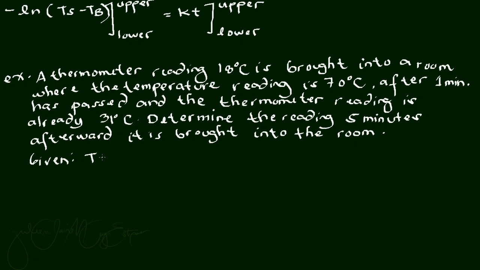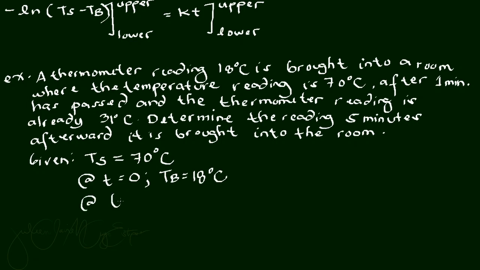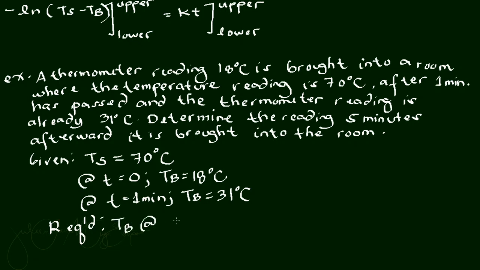Our TS, the temperature of the surrounding, is 70 degrees Celsius. At time equal to 0, the temperature of the body is equal to 18 degrees Celsius. And at time equal to 1 minute, the temperature of the body is already 31 degrees Celsius. We are asked to get the temperature of the body at time equal to 5 minutes.